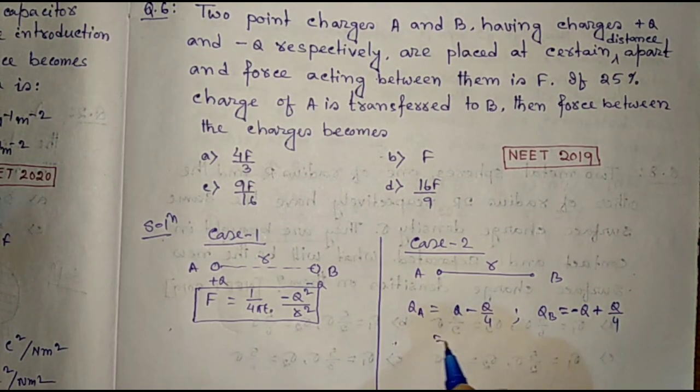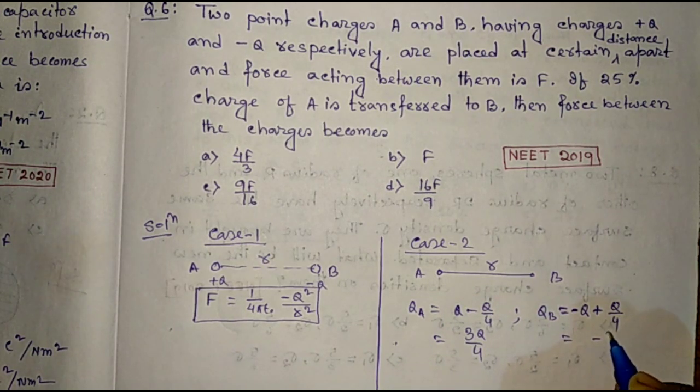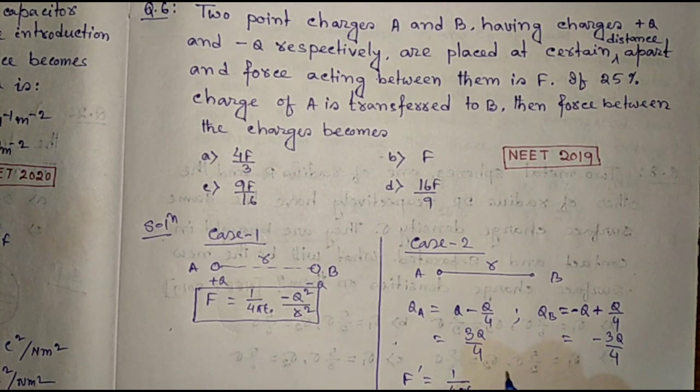It is equals to 3Q by 4. It is equals to minus 3Q by 4. So new force F dash is equals to 1 by 4 pi epsilon naught Q1 Q2 by R square. So this is 9 by 16 minus Q square divided by R square.